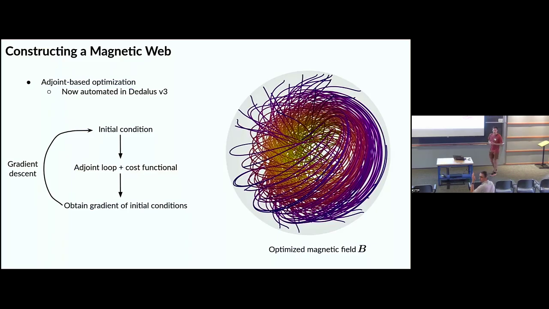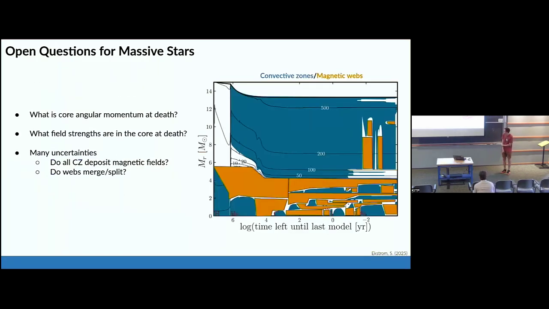Thanks, very nice talk. Do you expect to form these waves after the pre-main sequence phase? That's a very good question. On the pre-main sequence phase, a lot of stars are fully convective, so it's related to: do all convective zones deposit magnetic fields?